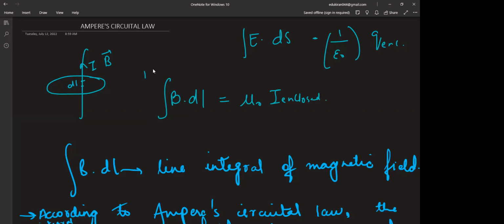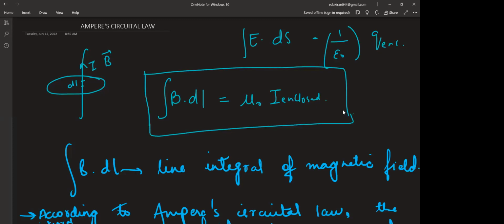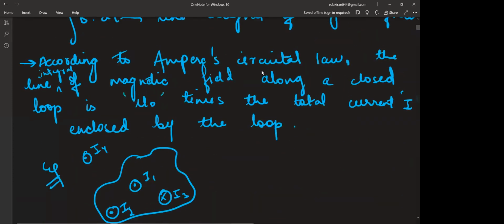enclosed. This is what is meant by Ampere circuital law. B dot dl is the line integral of magnetic field, equal to mu naught I enclosed. So according to Ampere circuital law, the line integral of magnetic field along a closed loop is mu naught times the total current I enclosed by the loop.